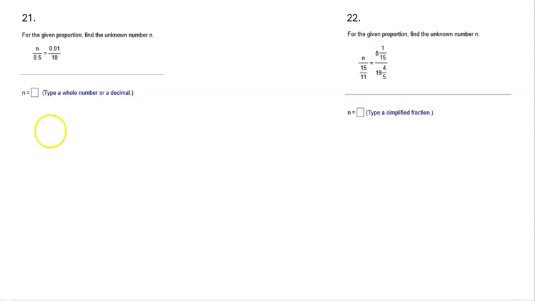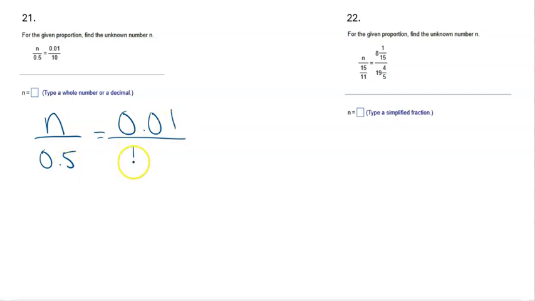Okay, so I'm going to rewrite the problem. n over 0.5 is equal to 0.01, which is really 1/100th, and this is 5/10 over 10. Okay, now I'm going to do that cross product. So you have 10n, or 10 times n, and I cross this way. That's 0.5 times 0.01, or 5/10 times 1 over 100.